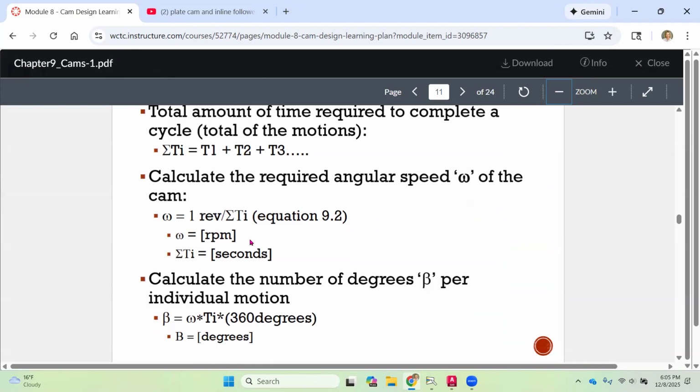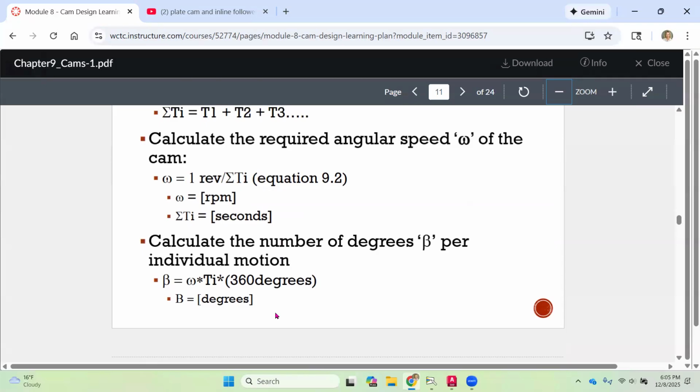And basically it's just saying, okay, I need to complete one revolution in a total amount of time of the motion that we need. So it's going to be divided by the summation of the TIs, okay? And then lastly, we want to calculate the number of degrees per individual motion. So we're going to take that angular velocity and multiply it by the individual time segments so that we can find out, okay, segment one, how many degrees of a full revolution does that take up? And that's going to be called beta one.